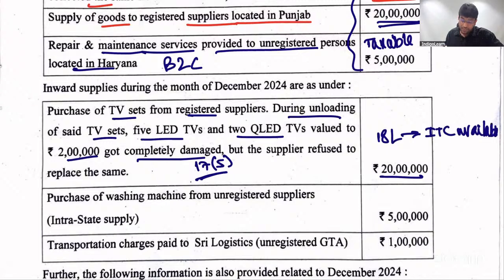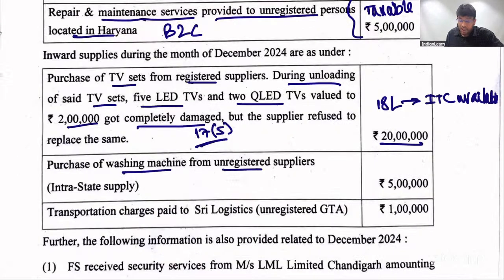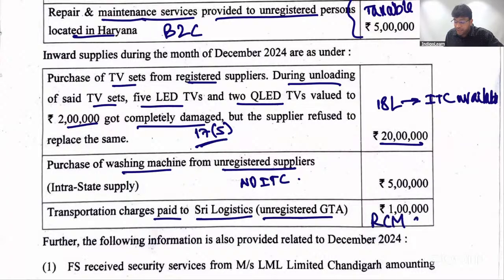Then, purchase of a washing machine from an unregistered supplier. Once the supplier is unregistered, there is no question of them charging GST. So there is no question of input tax credit. And transportation charges paid to a logistic unregistered GTA. On this, you are required to pay under RCM. At what rate? Generally, we are required to pay tax at the rate of 5% under RCM.